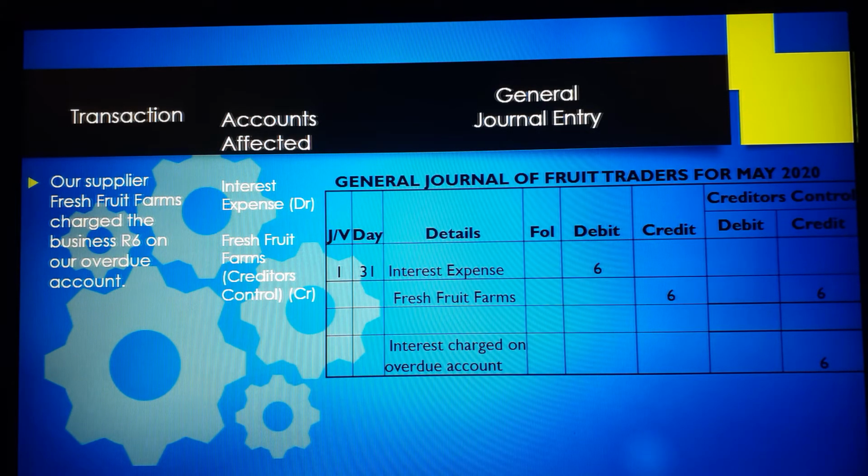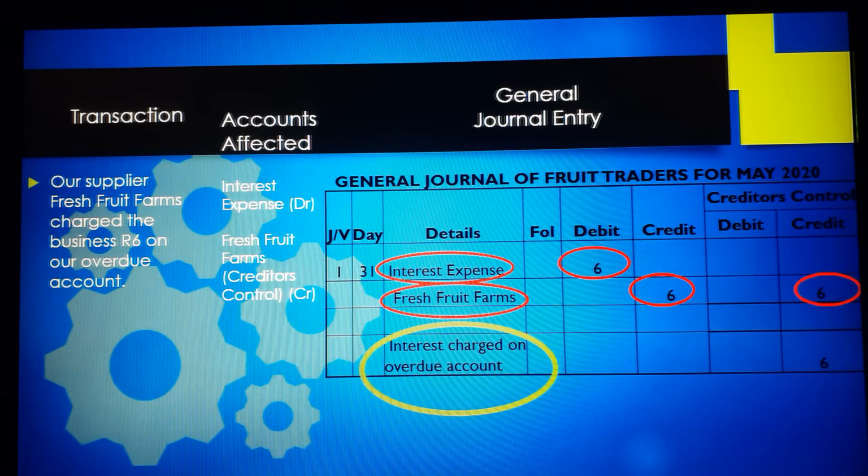We also could be charged interest by a supplier, in which case the interest is an expense to us, and therefore in this case, the interest expense is debited, and our supplier, Fresh Fruit Farms, or our creditor, he is then credited. So again, the amount of R6 gets entered into our debit and credit columns, but because it is increasing the amount we owe to the creditor, we also enter the transaction in the creditor's control column.